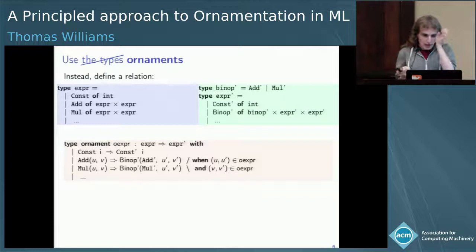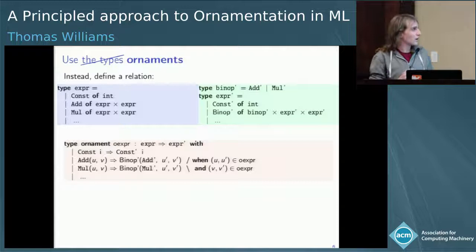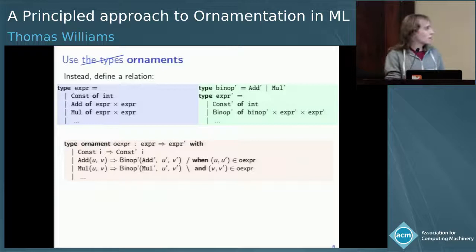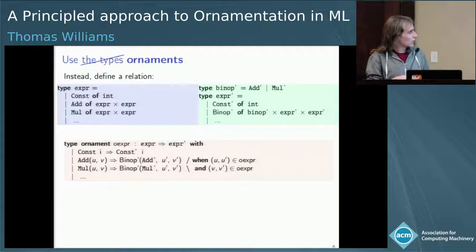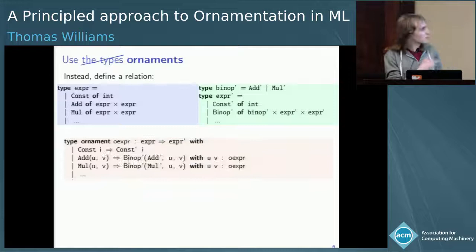So this is an ornament OEXP from X to X prime. So it transforms constants to constants prime. And if U is related to U prime, V to V prime, then add of U and V is related to binop prime add prime U prime V prime, etc. You can notice that we'll never use U there and U prime there, so we can just collapse them. So we just use U and V.